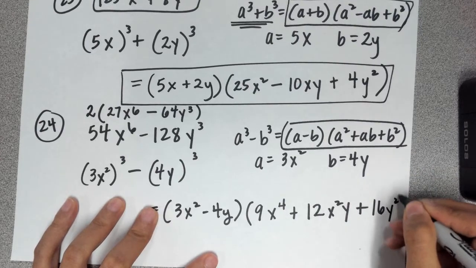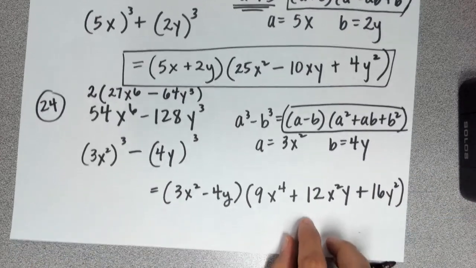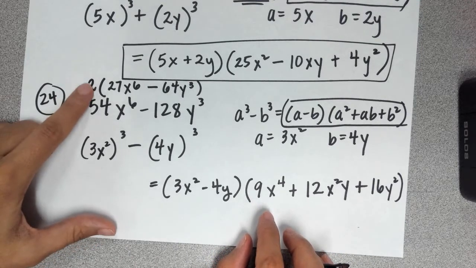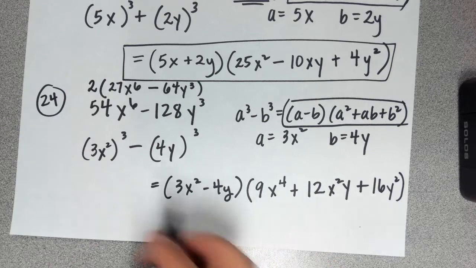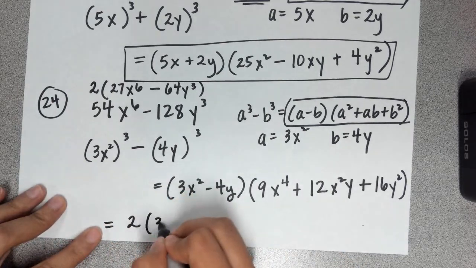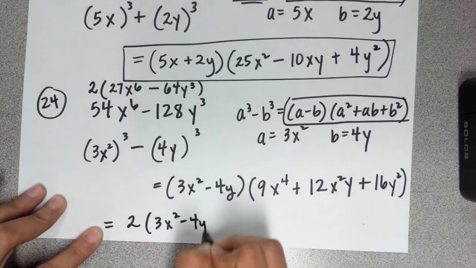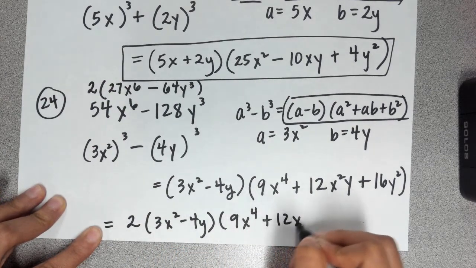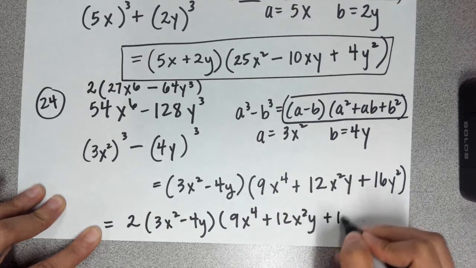Y squared. Now that's not my final answer, because what else did I factor out in the beginning? 2. So that 2 is still chilling. So that 2 is going to come down, and he's just going to chill at the end. And this is my final answer.